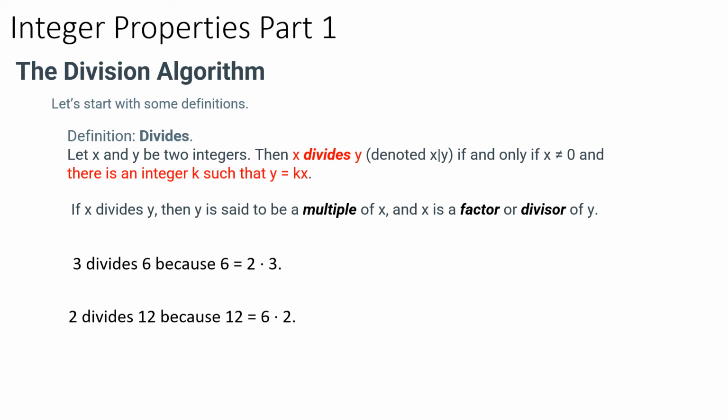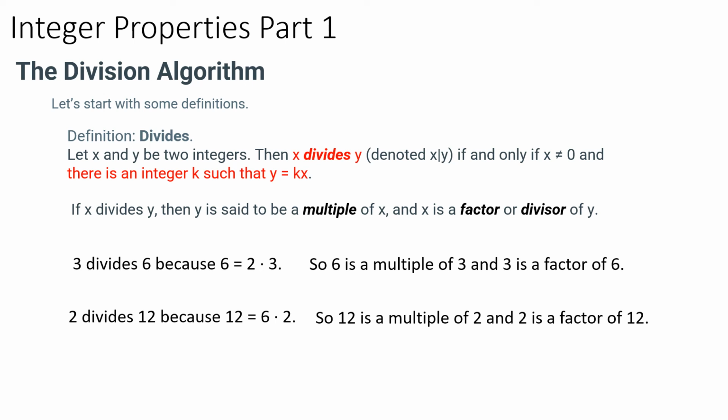Now, next we're going to talk about some definitions that I think you're all really familiar with. So if x divides y, then y is said to be a multiple of x, and x is a factor or divisor of y. So going back to our first example, 3 divides 6 because 6 equals 2 times 3, then we would say that 6 is a multiple of 3 and 3 is a factor of 6. Here, 2 divides 12 because 12 equals 6 times 2, so we would say that 12 is a multiple of 2 and 2 is a factor of 12.